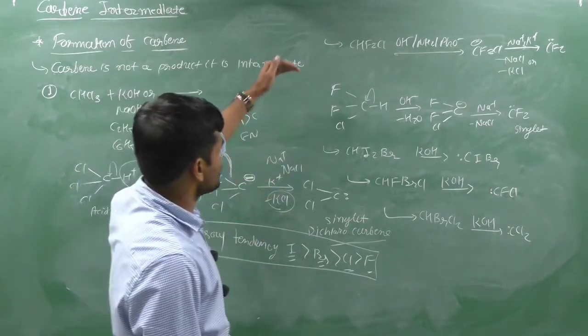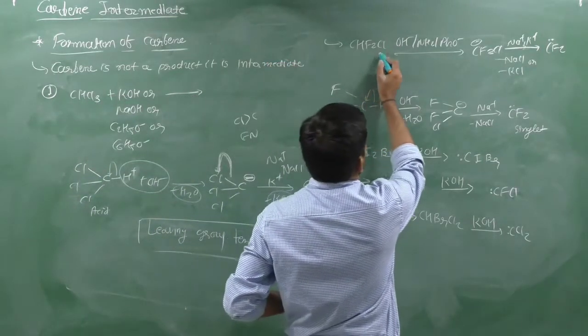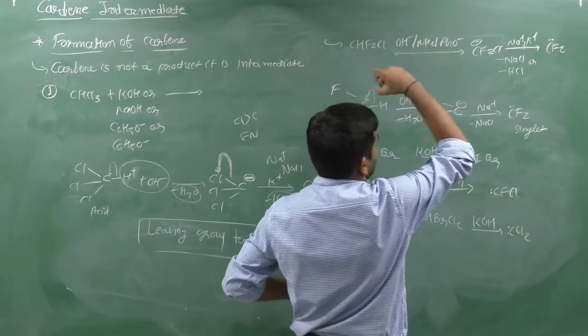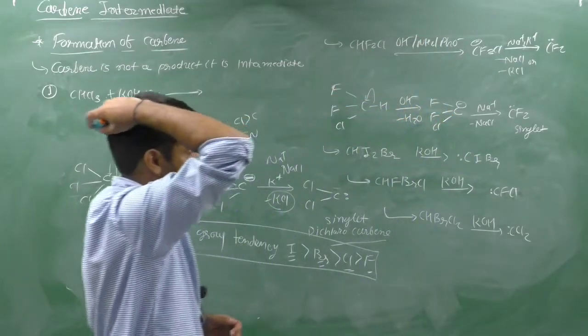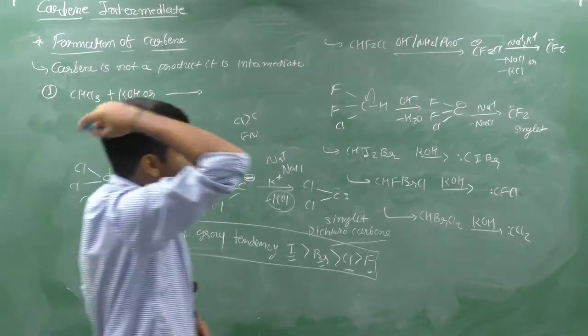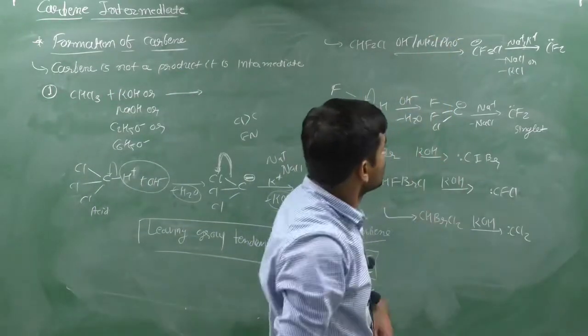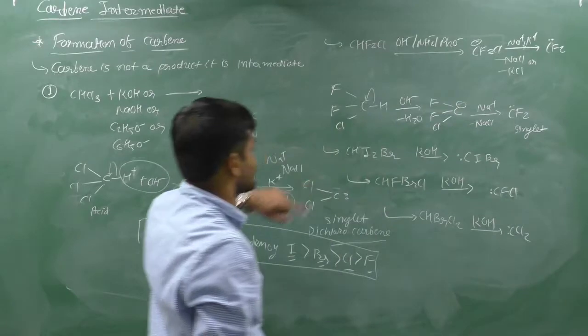Now if we think about these types of reaction, if we have CHF2Cl, we have a strong base like hydroxide ion, amide or phenoxide ion. Here NH2 minus. We first remove the H.